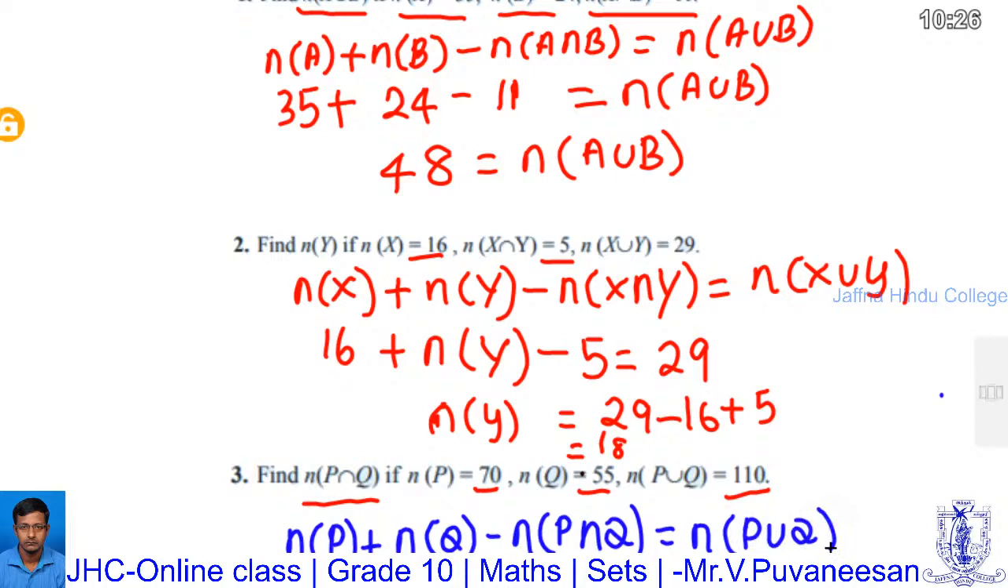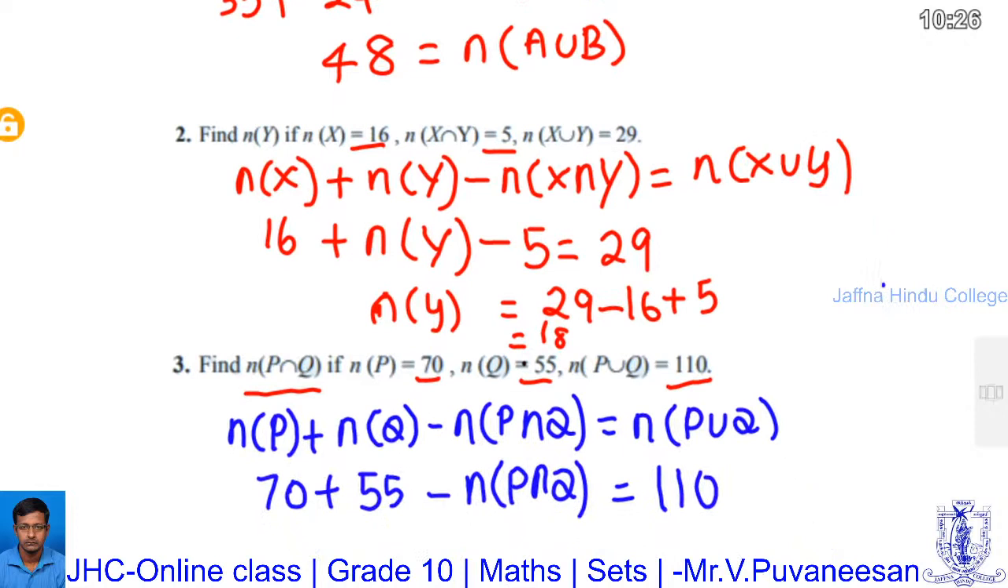Now we have to put the values given. Number of P is 70, plus number of Q, 55, then number of P union Q is also given, 110. We have to find the number of P intersection Q. Okay. So we have to make number of P intersection Q the subject.